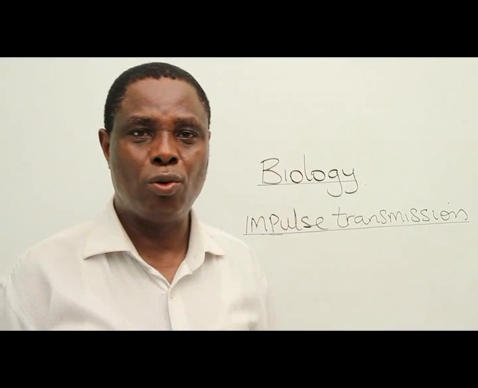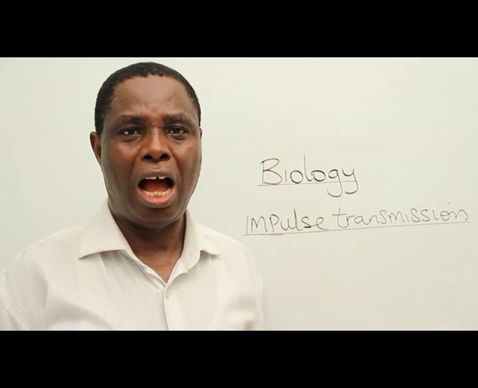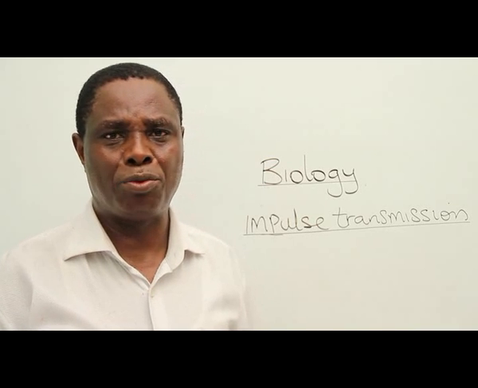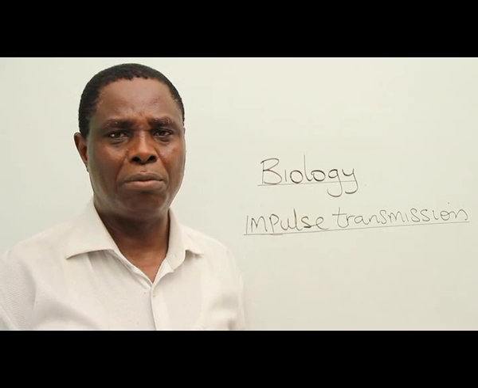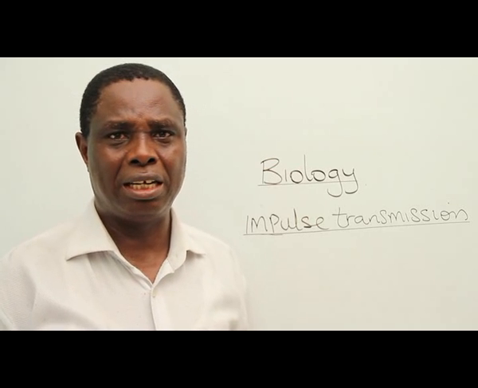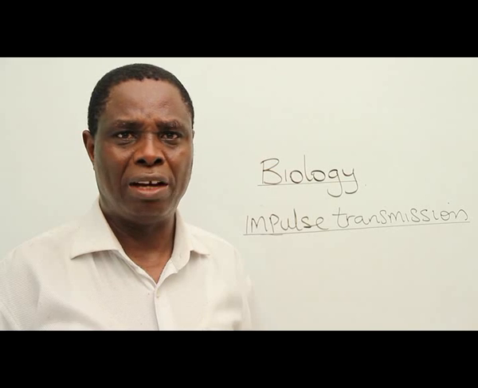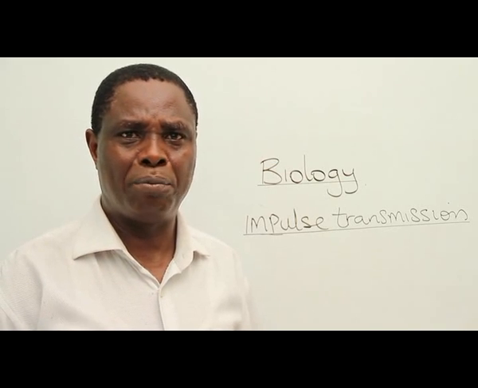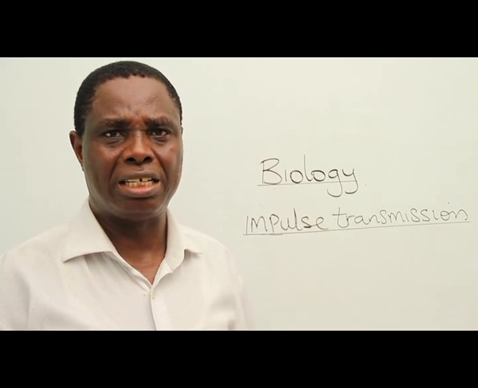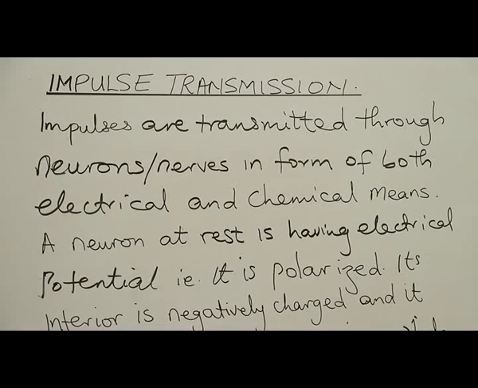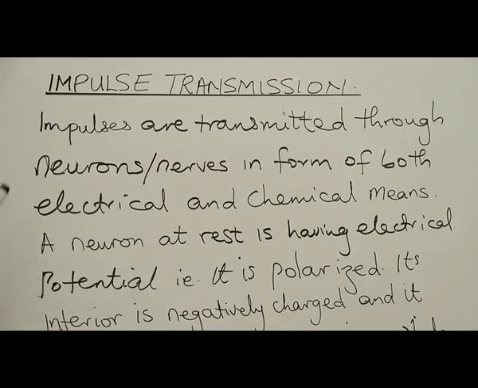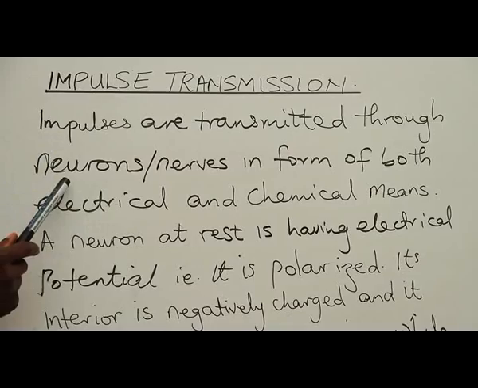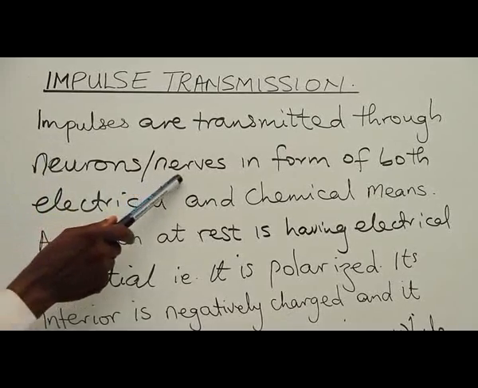In this lesson, we are going to look at how impulses are transmitted from the receptor to the brain. We'll be talking about receptors, the brain and other parts of the nervous system. But today, we are looking at how these impulses are transmitted through the nerves. Impulse transmission. Impulses are transmitted through neurons, through nerves.